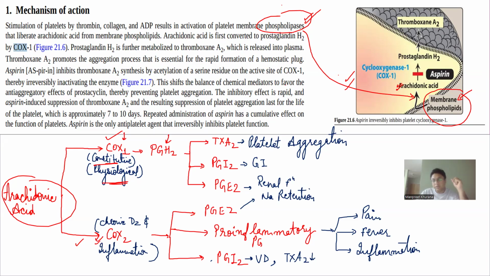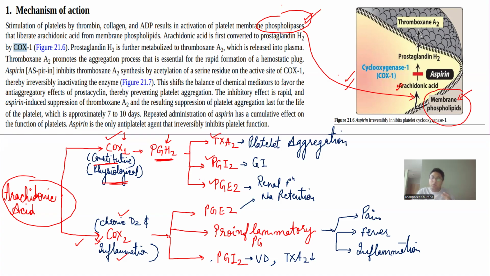Whereas in the case of COX-2, it is mainly active in the cases of chronic diseases and in the cases of inflammation. Now, if we take a look at COX-1, this PGH2 gives rise to thromboxane A2, prostacyclin PGI2, and PGE2.